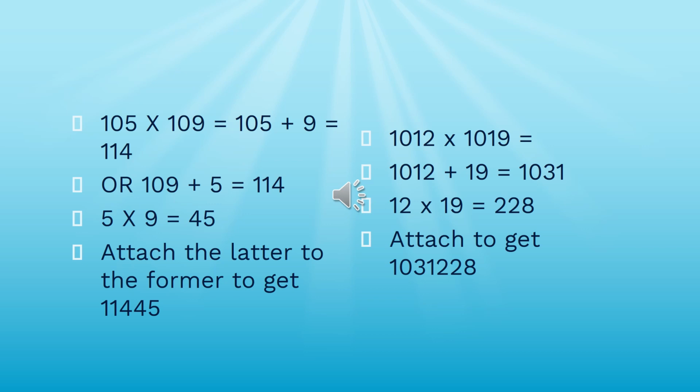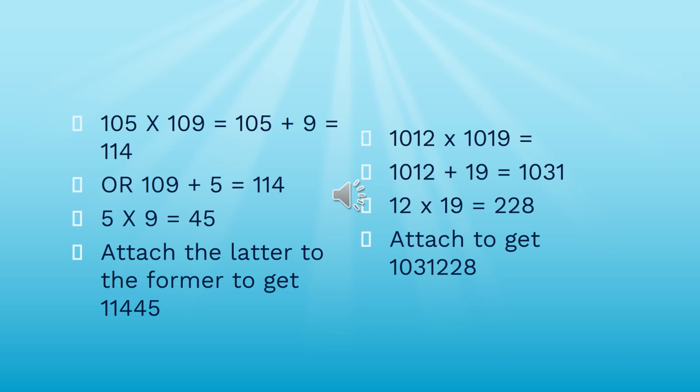Second step is to multiply the distances. So 105 is 5 away, 109 is 9 away. 5 times 9 is 45. Now, our third step is just to attach these two. So it's 114 and then we attach 45 to get the final answer of 11,445. Quite fast, right?